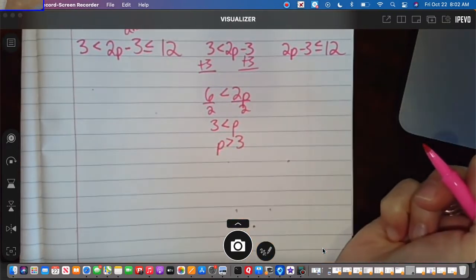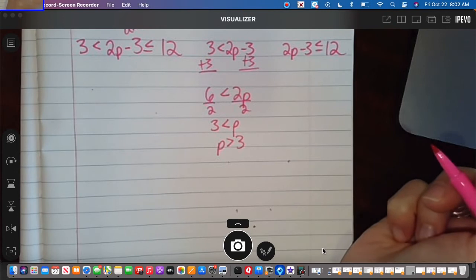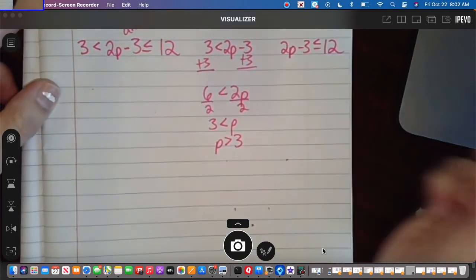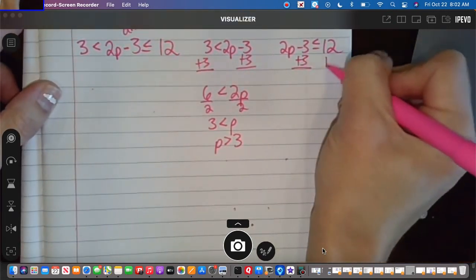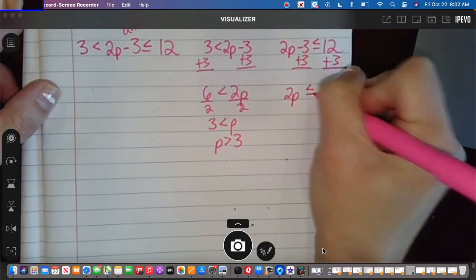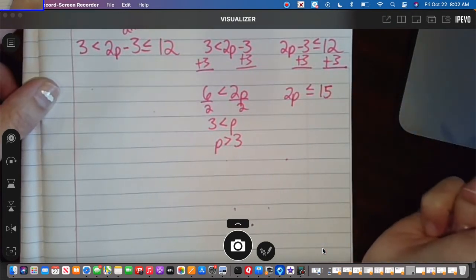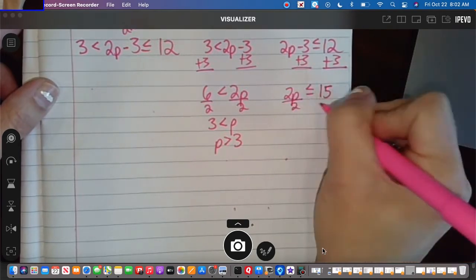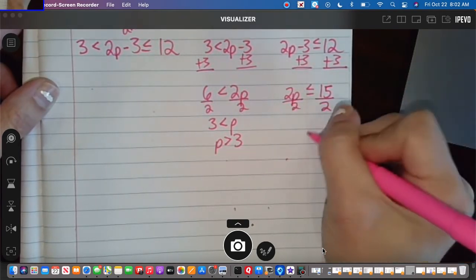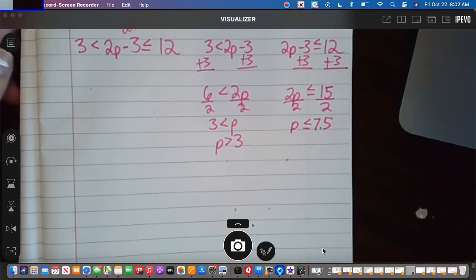Any questions on that one? I hope we're getting used to solving those. So add 3 on this one. So I have 2p is less than or equal to 15. Everybody good with that? Then what do I do to solve? Divide by 2. See how it's the same steps over and over again? And I get p is less than or equal to 7.5. That's not a hard number to deal with. I know that's between 7 and 8.